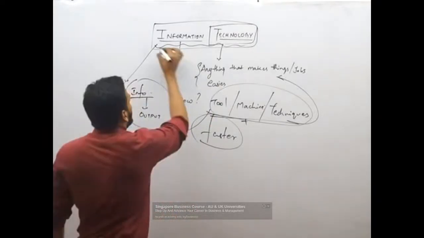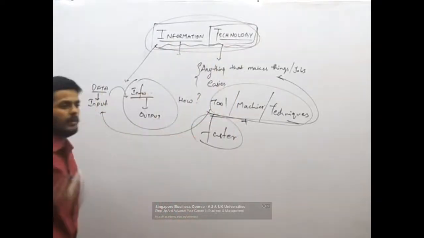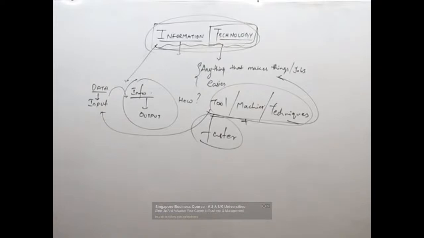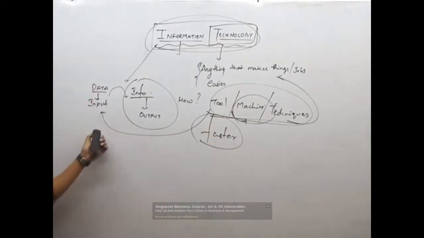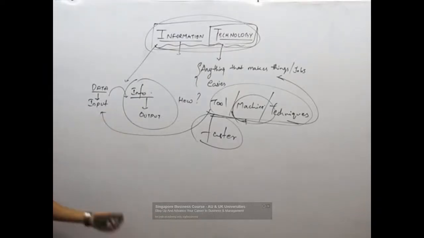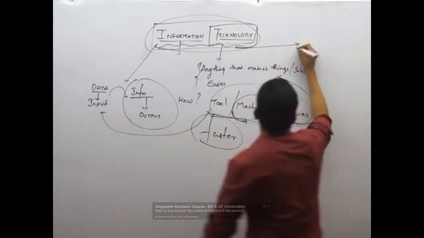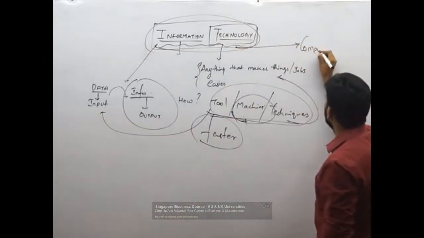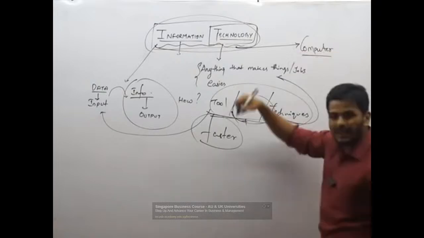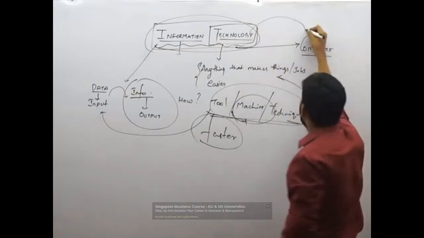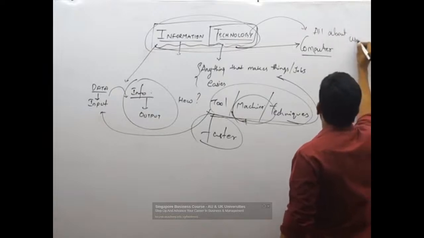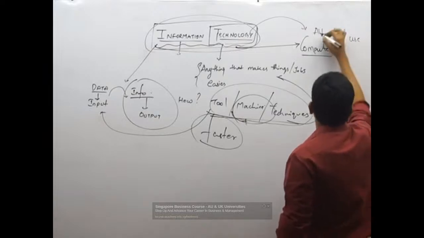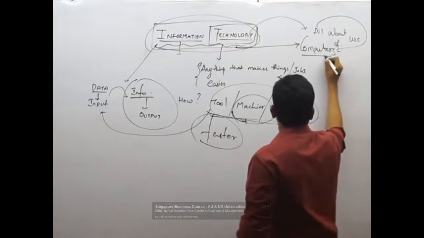Information technology. Guys, please tell me, in today's practical world, what is that device or machine that is helping us convert data into information? Computers. Very good. That is exactly why IT is so synonymous with the word computer. So sometimes we can go one step further and say IT is all about the use of computers.